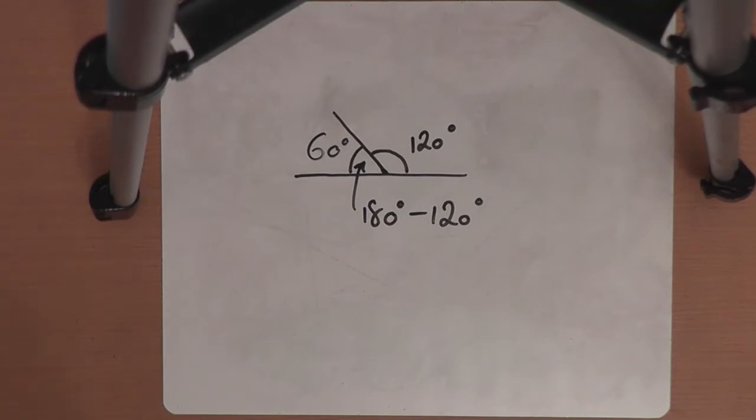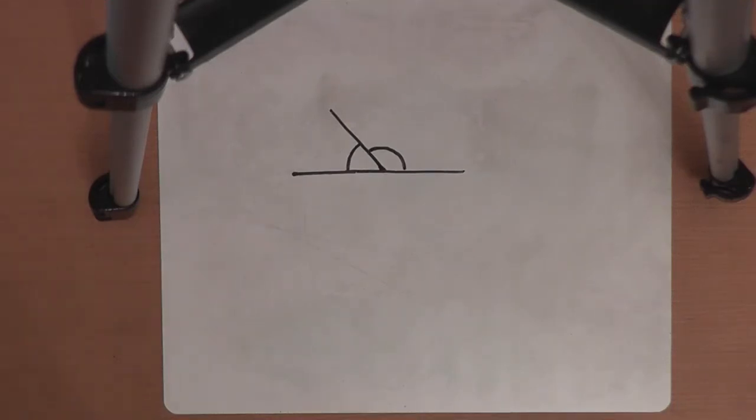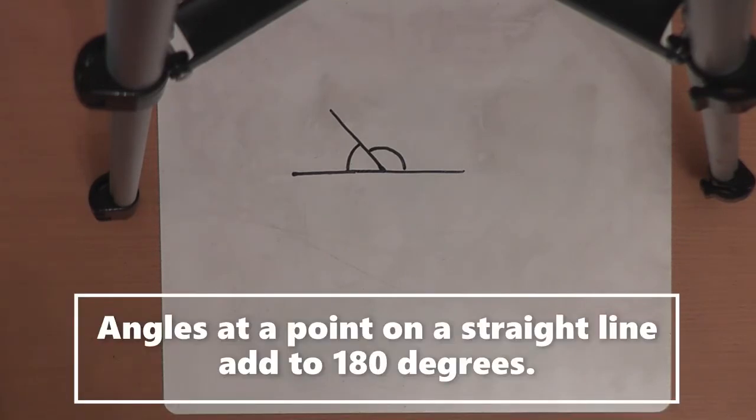And in fact, that relationship, that idea, is the first of our angle rules. If we have angles that go together to make up a half turn, two angles or three angles or whatever, they will always add up to 180 degrees. So what we need is a quotable phrase to state that, and we state that angles at a point on a straight line add up to 180 degrees.